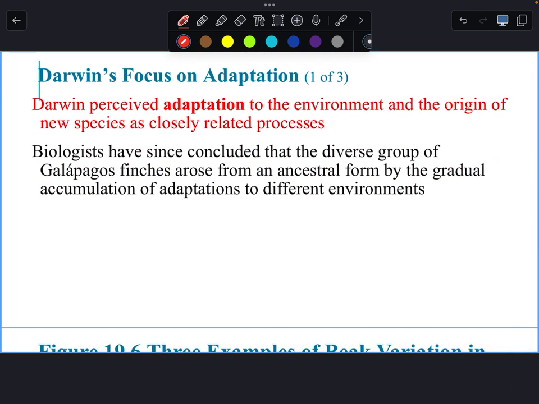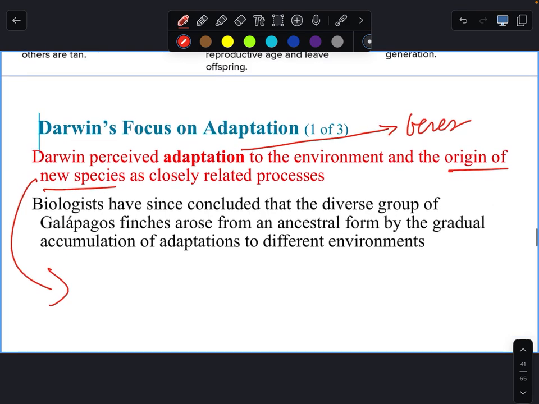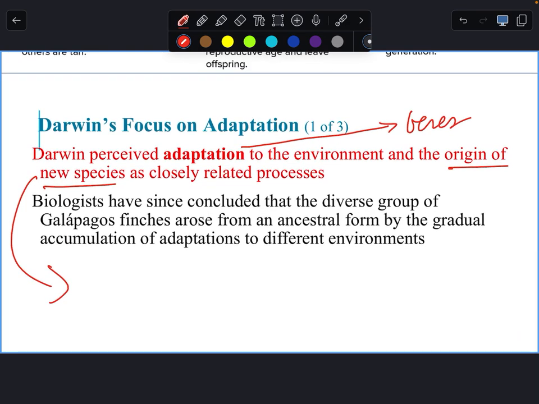Darwin perceived adaptation to the environment and the origin of new species as closely related processes. So being able to adapt, which means, of course, comes from your genes, to the environment and the origin of new species were related. And so we'll talk about that. I'm not going to dive into that now. Of course, for evolution to exist, you have to have speciation. You have to have, okay, we came from species A, and now we have species B and C, and A is our common ancestor. Okay, we'll talk about that down the road.